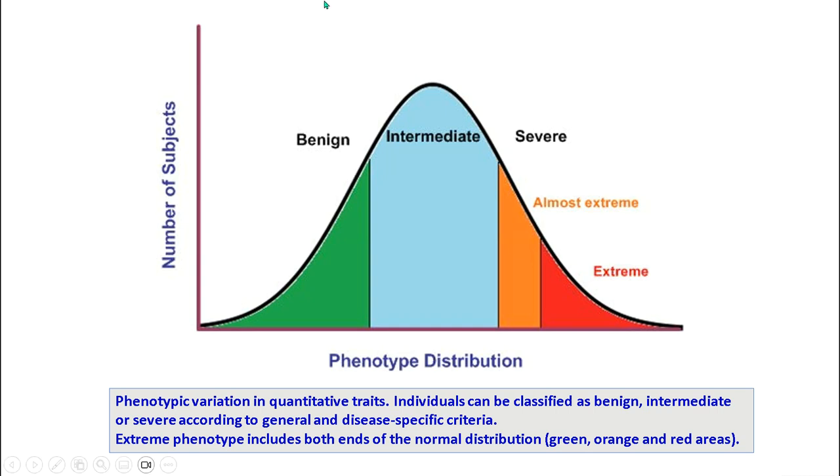So this is a phenotypic distribution. To understand the number of subjects, the phenotypic variation of quantitative traits is depicted in this picture, and this is the phenotypic distribution that will be there. Here the individuals can be classified as benign, intermediate, and severe according to the disease. For example, if you take cancer, diabetes, or any other disease, individuals can be classified. You can see that the extreme phenotypes include both ends of the normal distribution. Here, the extreme one is depicted in dark blood color. So always it is a dominant or recessive type of character.